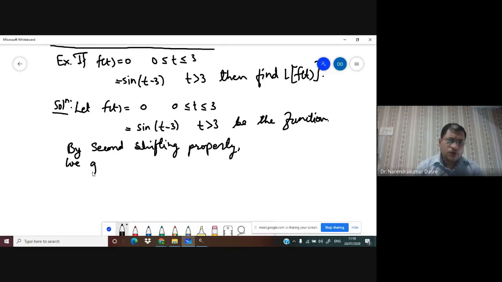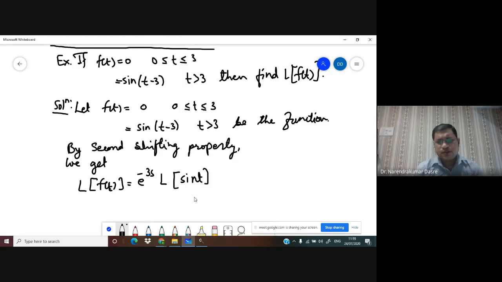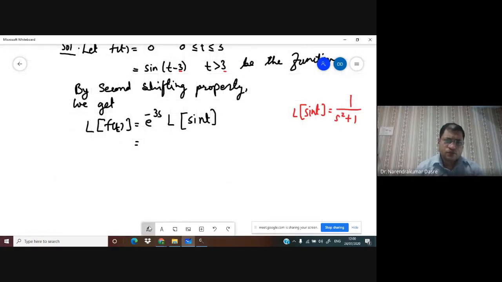So what we are able to get is the Laplace transform of f of t is equal to e raised to minus 3s times the Laplace transform of sine t. As we know here, the value of a is 3. So we have e raised to minus 3s, and we know the Laplace transform of sine t is 1 upon s square plus 1. So I can use it here, and I get e raised to minus 3s times 1 upon s square plus 1.